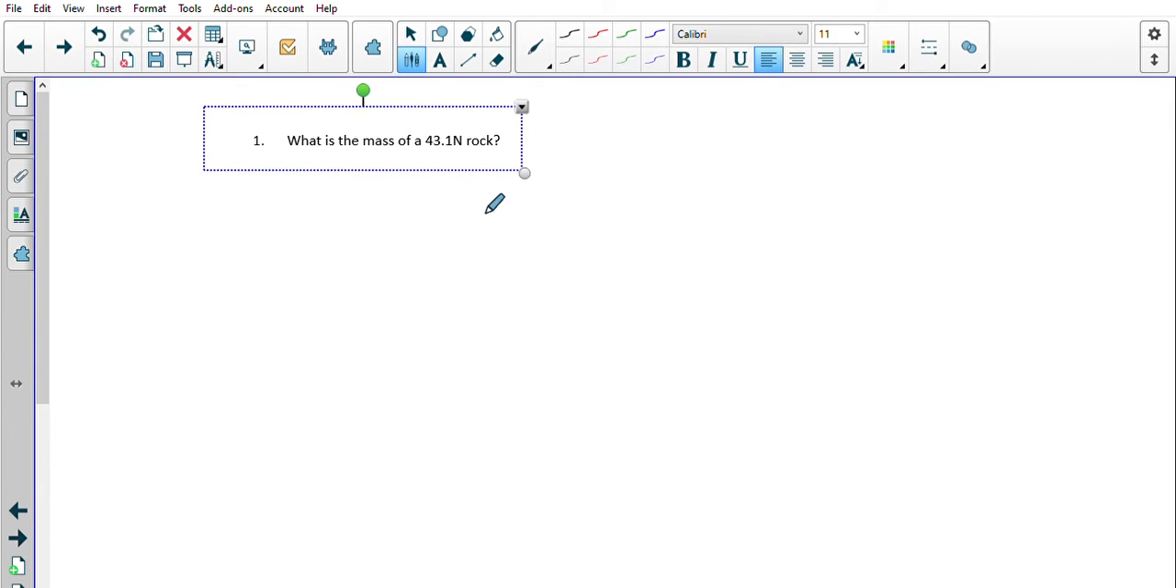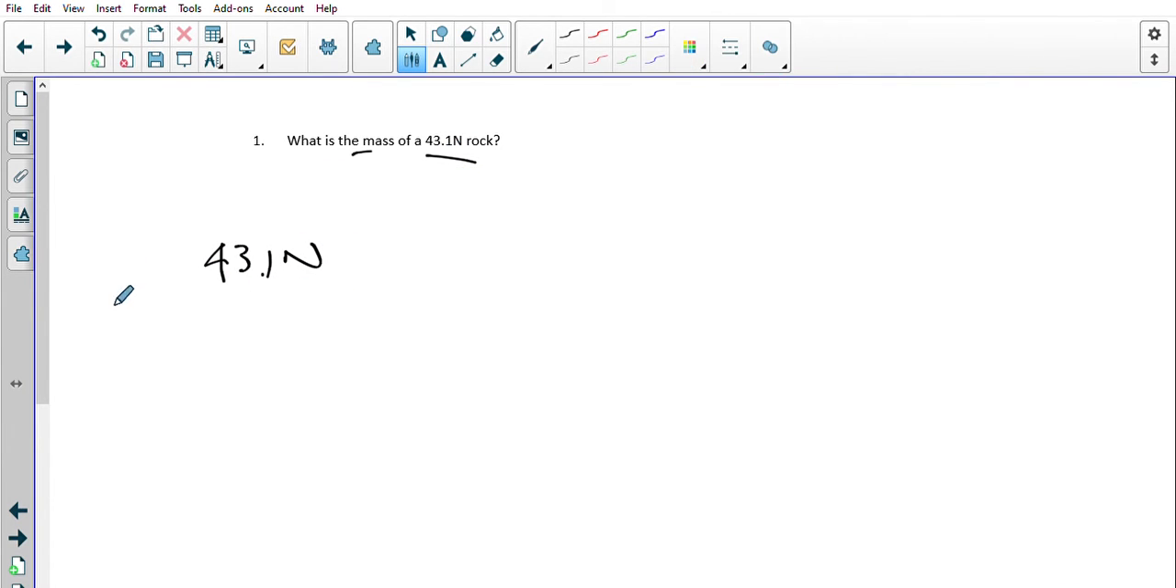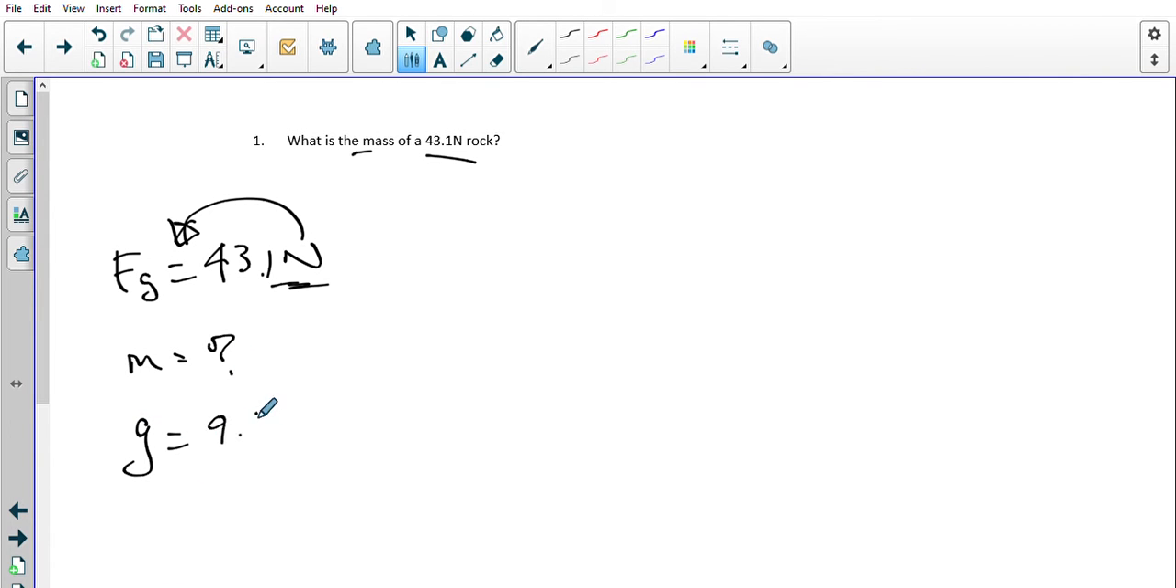All right. What is the mass of a 43.1 Newton rock? Let's go through. 43.1 newtons. So that's our mass, right? No, that's our force of gravity because it's measured in newtons. The units help to tell us what quantities we're looking for. What is the mass? M. That is what we're trying to find. So we're still needing a g of 9.8 newtons per kilogram.